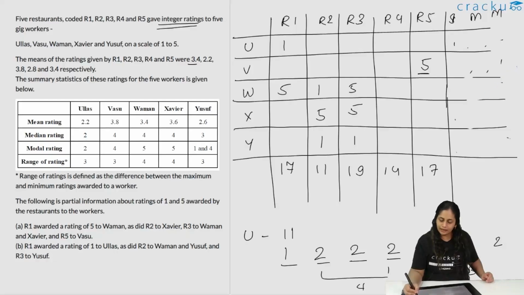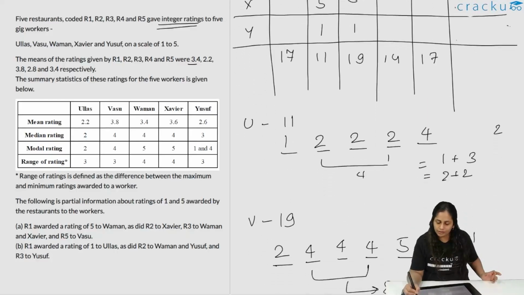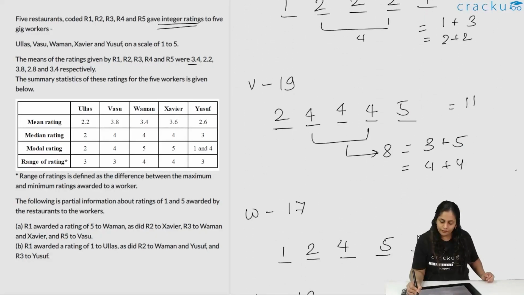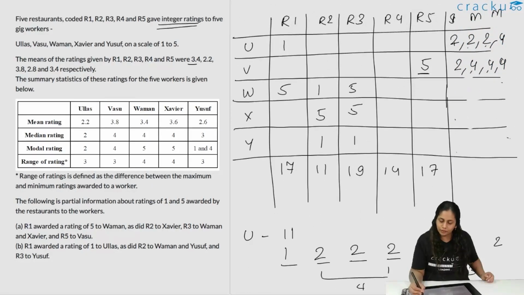So I can say that for Ullas, 2, 2, 2 and 4 have to be fit over here in some order. Then for Vasu, you have to fit 2, 4, 4 and 4 in some order. For Vaman, you have to fit 1, 2, 4, 4, 5. So 2 and 4 are there in some order over here.